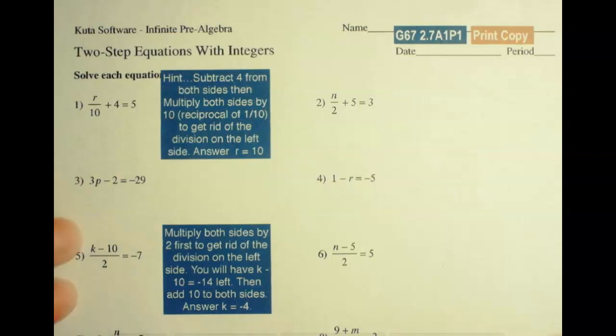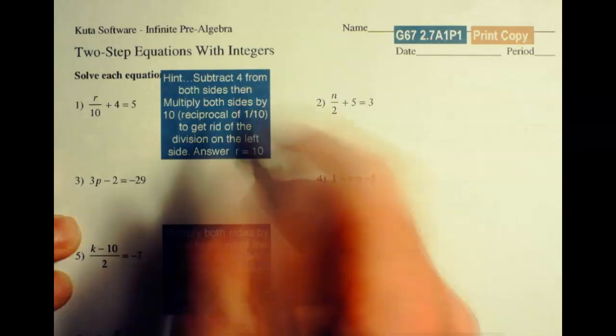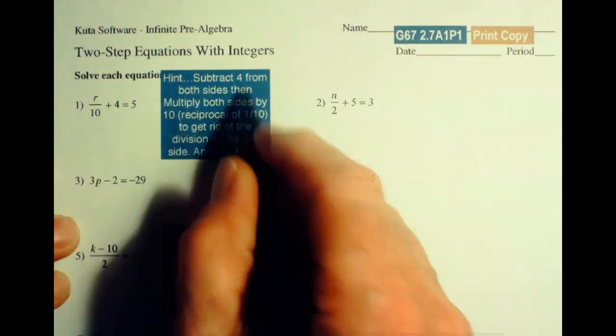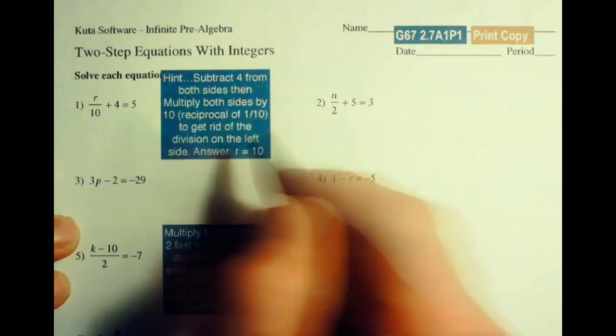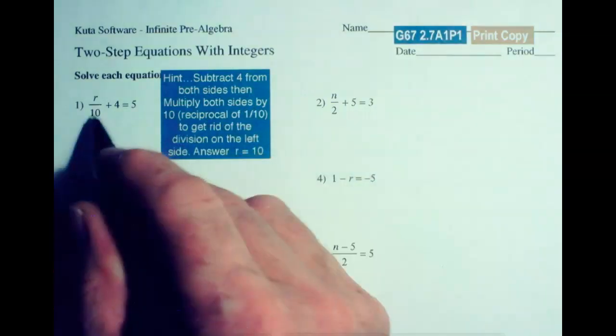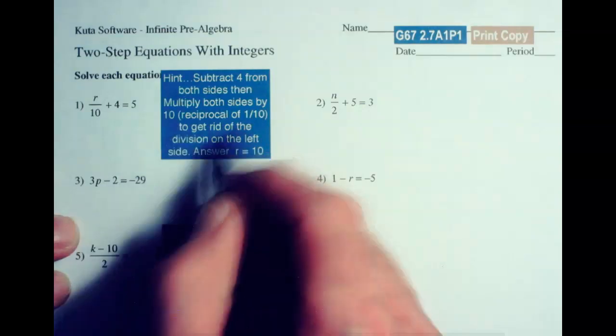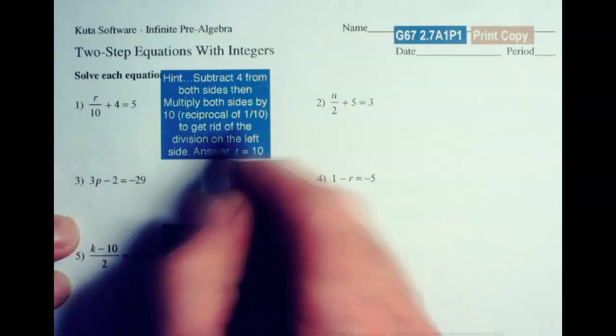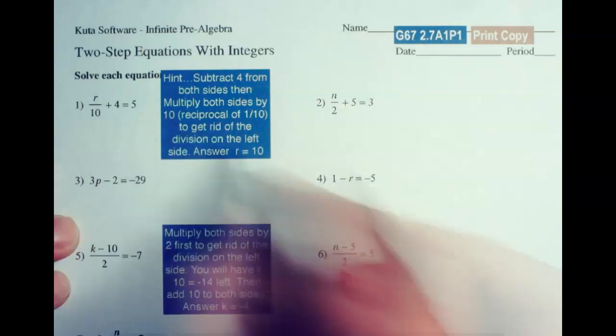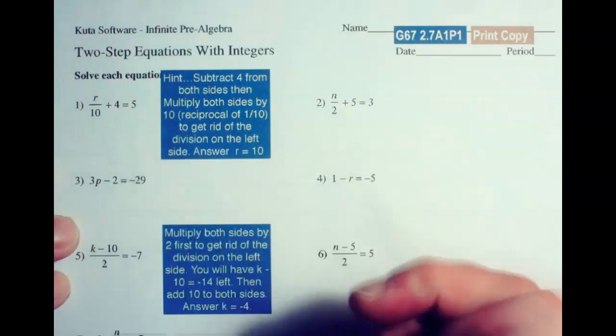Hello, we are going to be doing 2.7A1 P1 today. These are tough, two-step equations. I got some hints here. For this first one here, we are going to subtract 4 from both sides, and then we're going to have to multiply by the reciprocal of 1/10, which is 10, to get rid of the division on the left. And our answer is going to be 10.